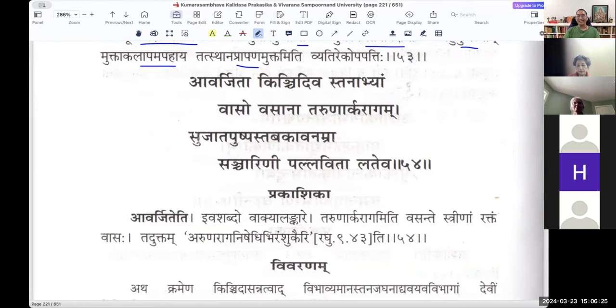So what is the comparison here? Kinchidiva stanabhyam avarjita. Because of the heavy bosoms, she was stooping down a little bit, avarjita, namra iva. She is also wearing a red colored vastram here. Taruna arka ragam vasaha vasana. Vasaha here is vastram. Vasaha, vasamsi, in the Gita also we've seen, right? Vasamsi is an apunsakalinga padam. So vasaha vasana, she was wearing a vastram which had the color of the taruna arka, the balarka, the sun which is just rising, where there will be a light reddish color.